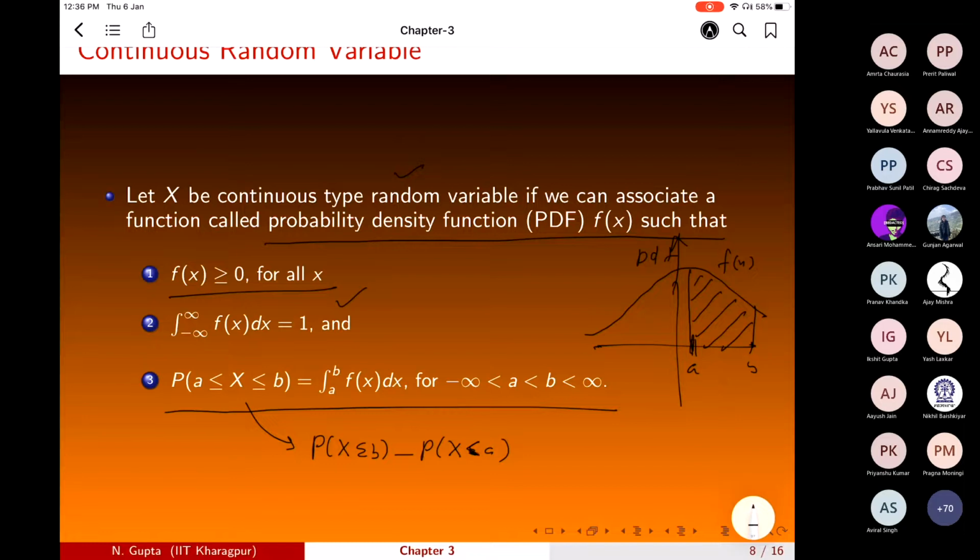Okay, but in the case of a continuous type random variable, you can easily see that because it is continuous, probability X is less than or equal to a and probability X is less than a are both the same basically. So therefore this is F of b minus F of a in the continuous case. Okay, so in this fashion you can write this in terms of the integration from a to b of f(x) dx, where f(x) is the probability density function.